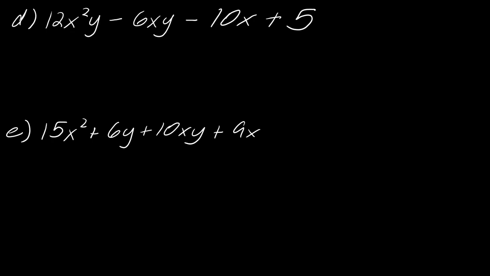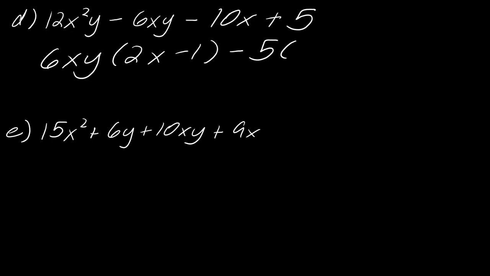So out of the first two terms, I'm going to factor out 6xy, and that's going to leave me with 2x minus 1. And then out of the second two terms, I'm going to factor out 5, and that's going to leave me with 2x minus 1. Now be really careful when you do this with the second two terms. Clearly the second two terms have a 5 in common, but when you factor out -5, that's actually going to reverse your signs, right?